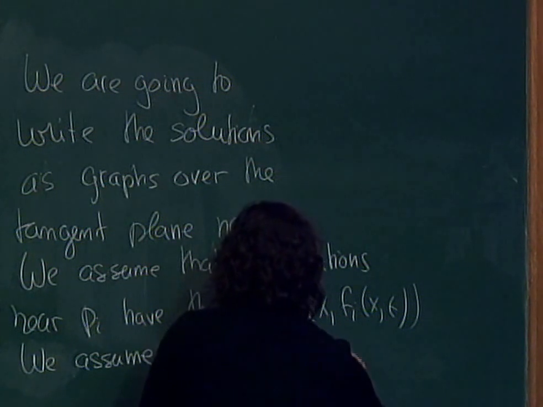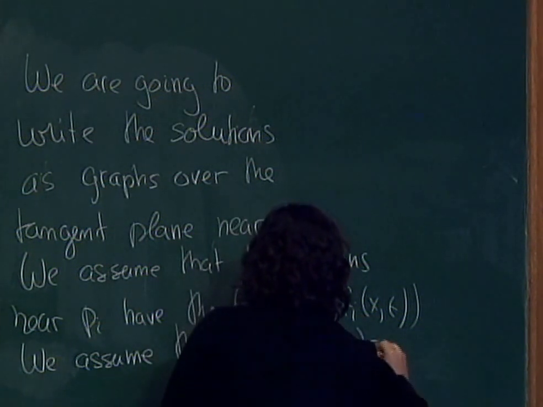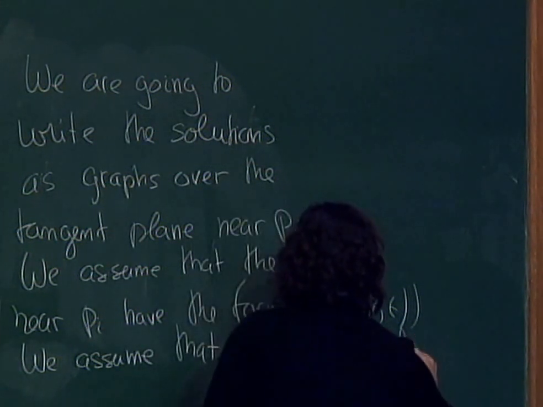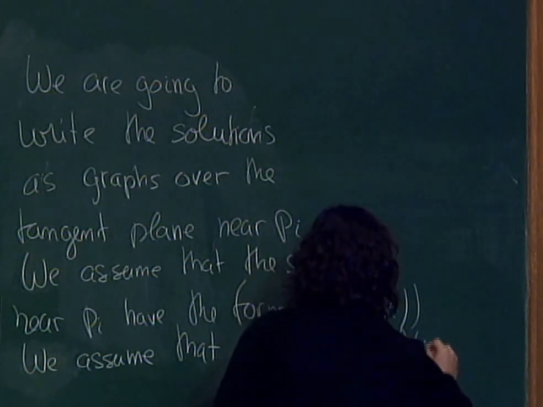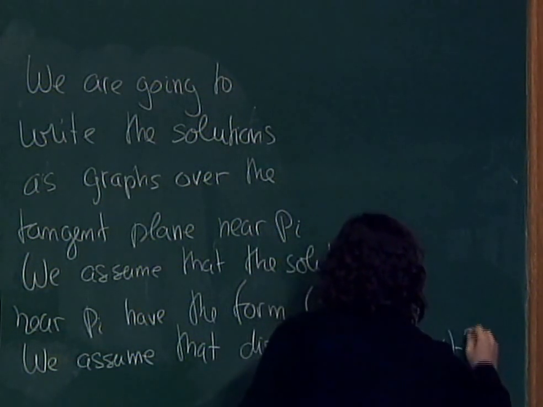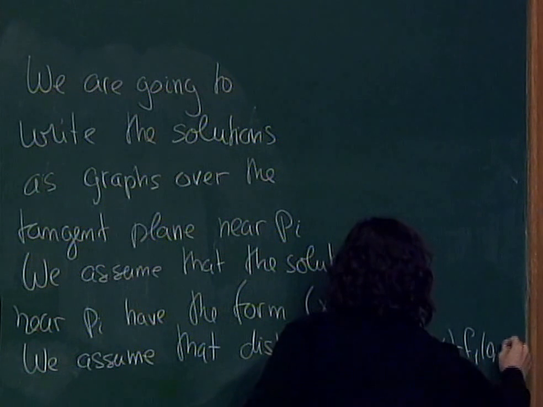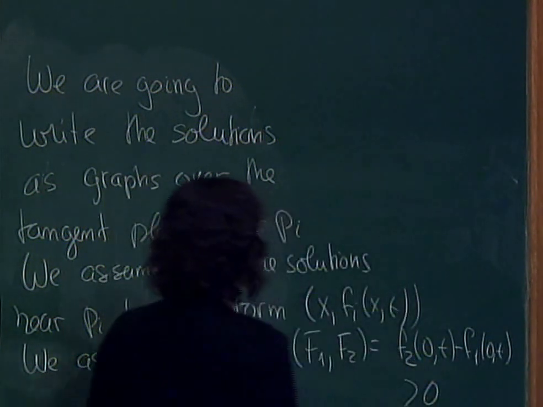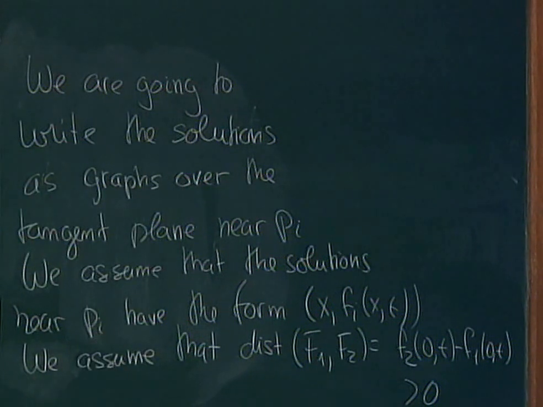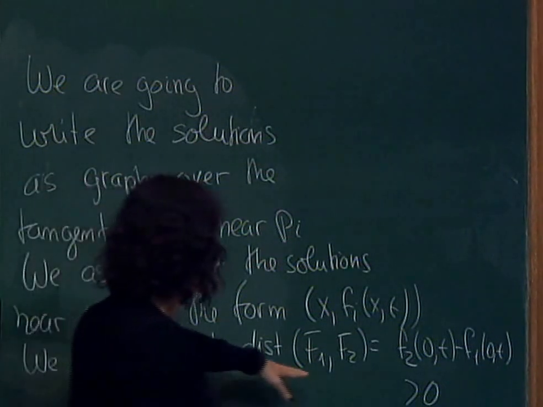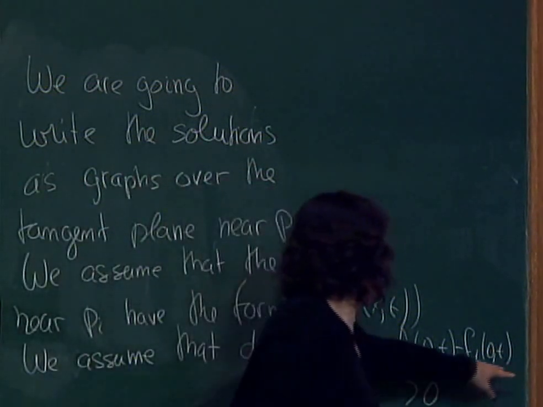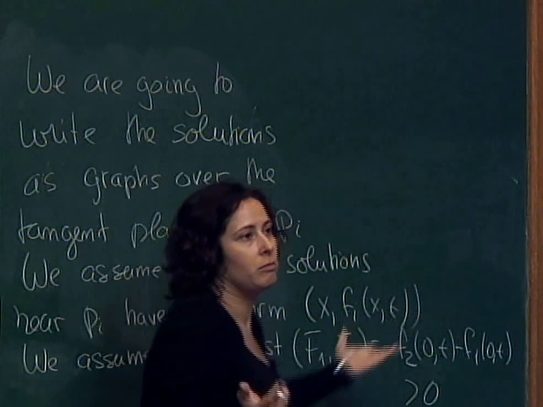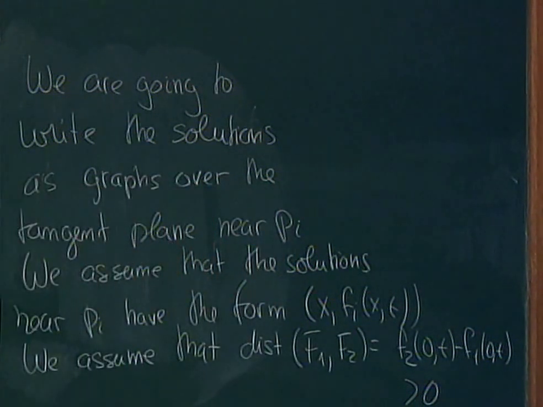F1 and F2. That this is positive. So I'm assuming that F2 is bigger than F1. It doesn't matter which one you assume. Okay, so what I want to do then is try to show that the time derivative of this is positive. This is what I'm trying to do.